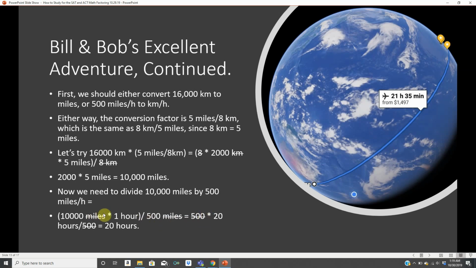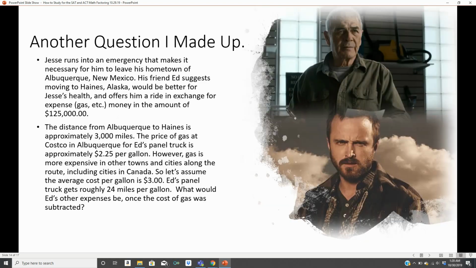So you get 10,000 over 500, which is going to be just equal to 20 hours. Why? Because 500 times 20 is 10,000. So again, 10,000 times 1 hour over 500 miles. Okay, the miles cancel out. 500 times 20 is the 10,000, divided by 500 is just equal to 20 hours. So we know Bill and Bob's Excellent Adventure will take 20 hours.